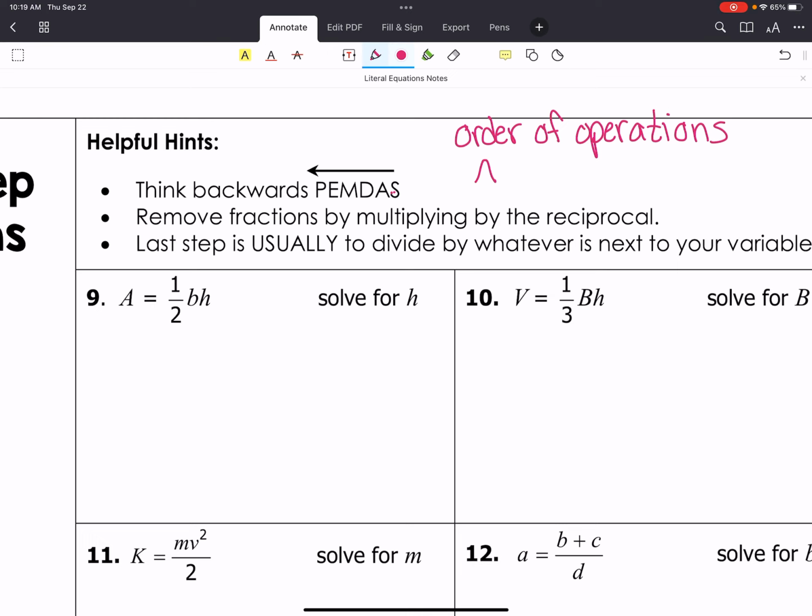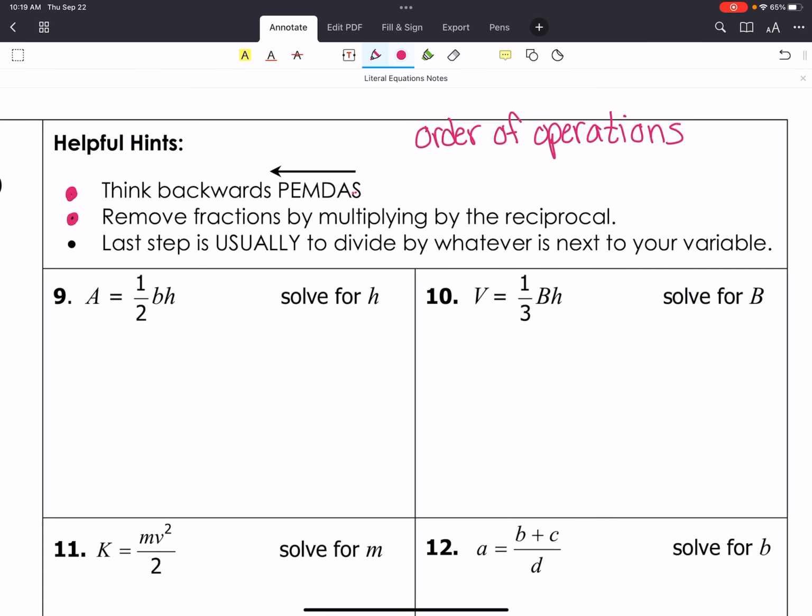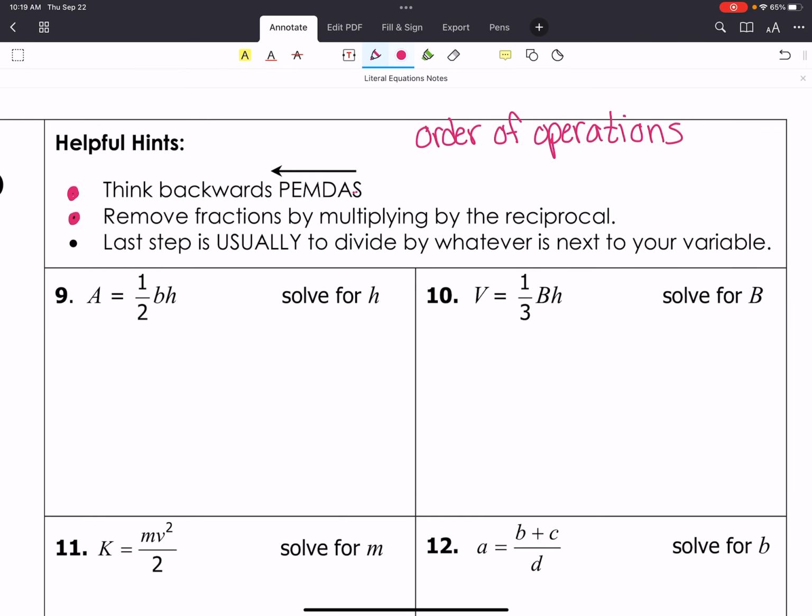We're going to remove fractions by multiplying by the reciprocal, and we know what the reciprocal is. And the last step is usually to divide by whatever is next to your variable. We say usually because it depends on the problem. So let's look at number 9.